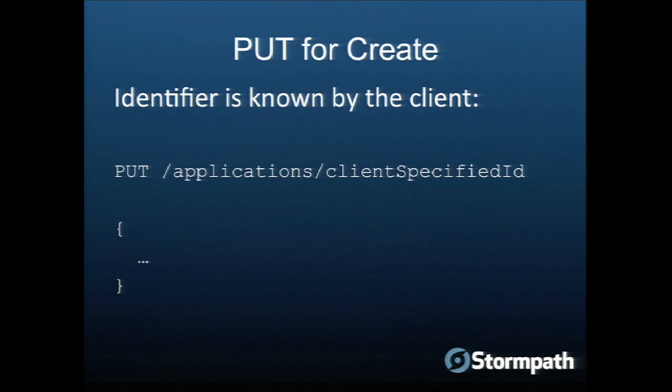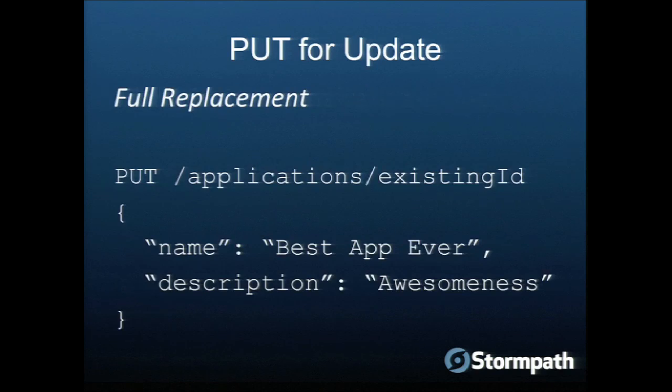So you can use put for creating resources if the identifier is already known by the client performing the put. So in this case, we have put /application/client-specified-ID. If the client wants to specify their own identifier for an application, they can do that. And the server is expected to use that identifier as the identifier that it saves it in the system. So this is actually a create scenario using put. It's totally legal. But put can also be used for update.